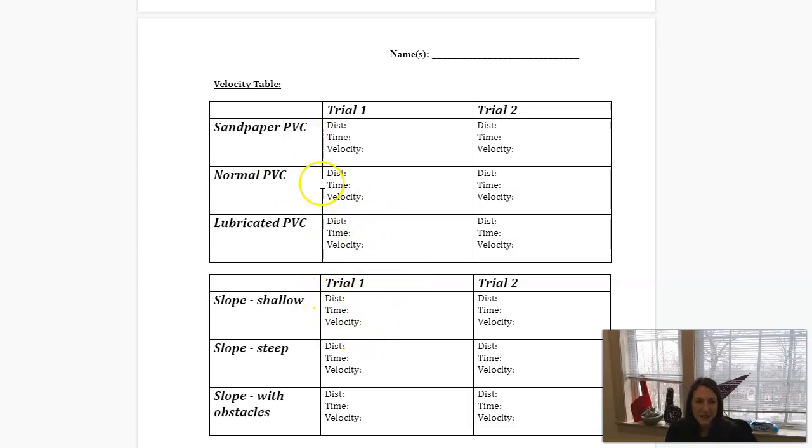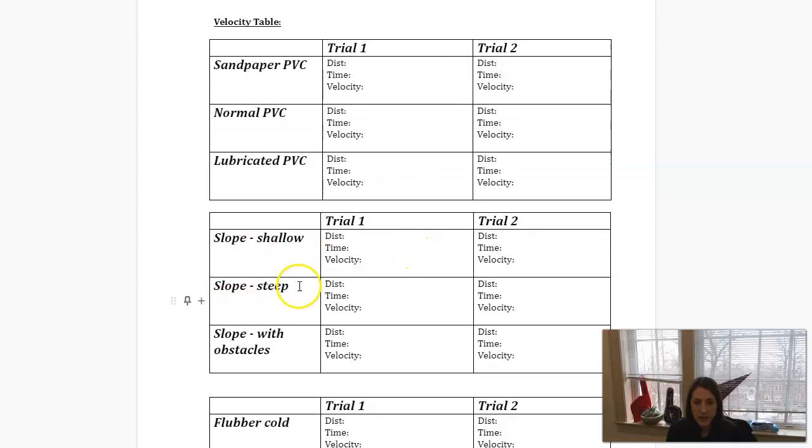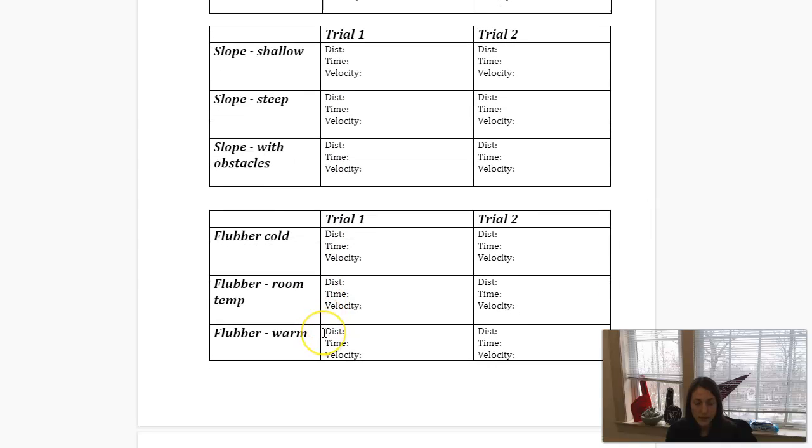So these are the 3 groups. Again, sandpaper, so this normal and lubricated PVC pipe, so this group will be testing the different basal conditions, this group will be testing the different slopes, and then this group will be testing the flubber.